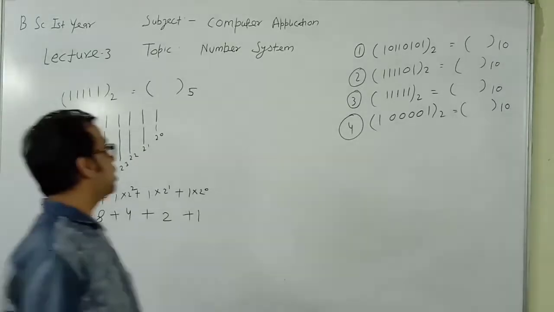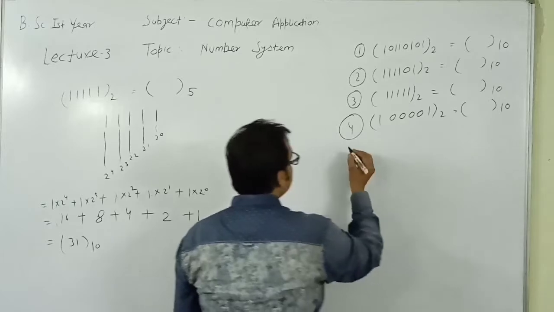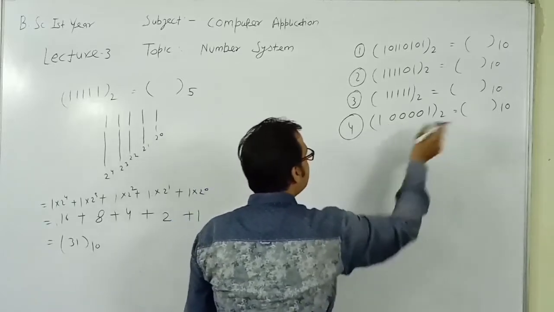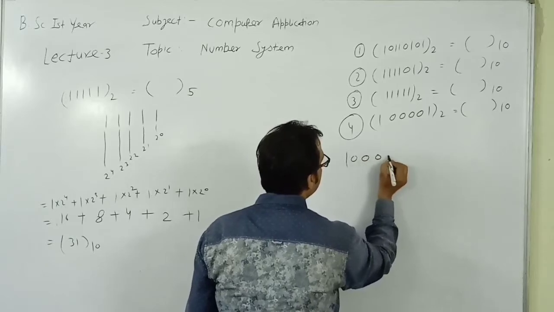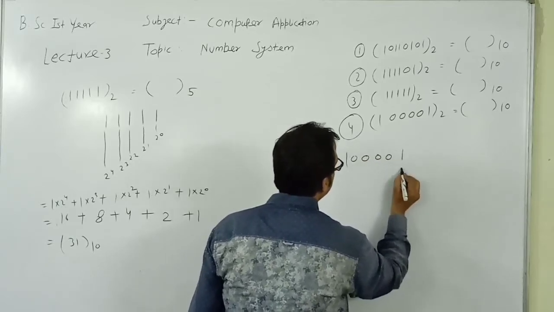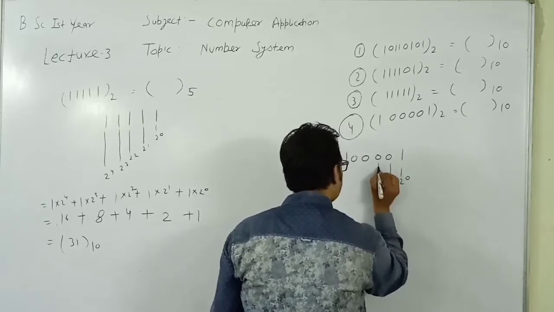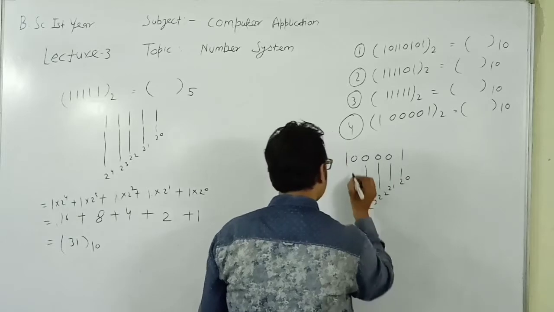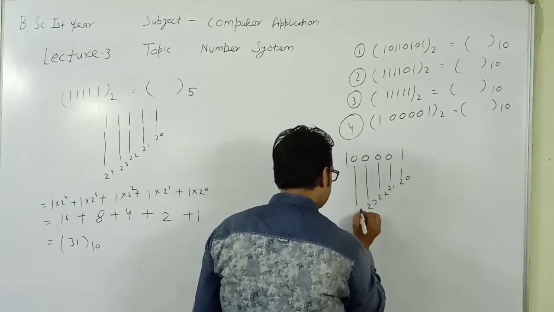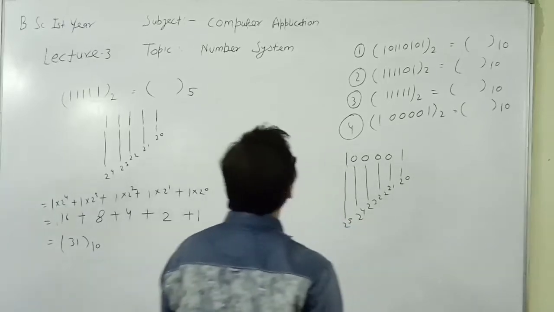Now I explain question number 4. In this question you have to convert this number into decimal form. Write this number 100001. This is 2 to the power 0, 2 to the power 1, 2 to the power 2, 2 to the power 3, this is 2 to the power 4, and this one is 2 to the power 5.